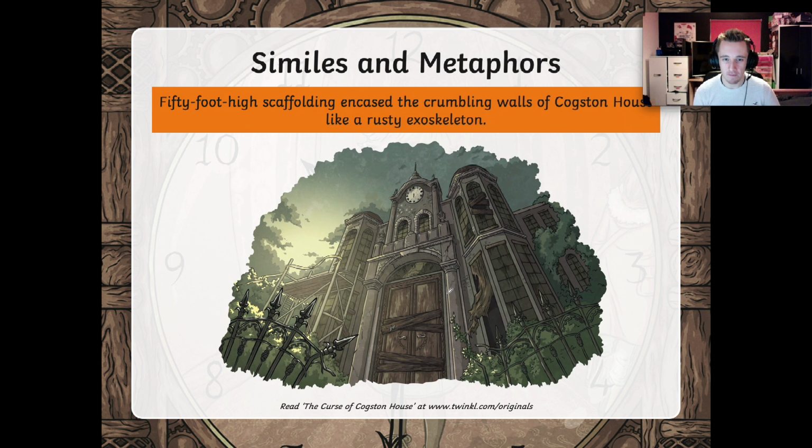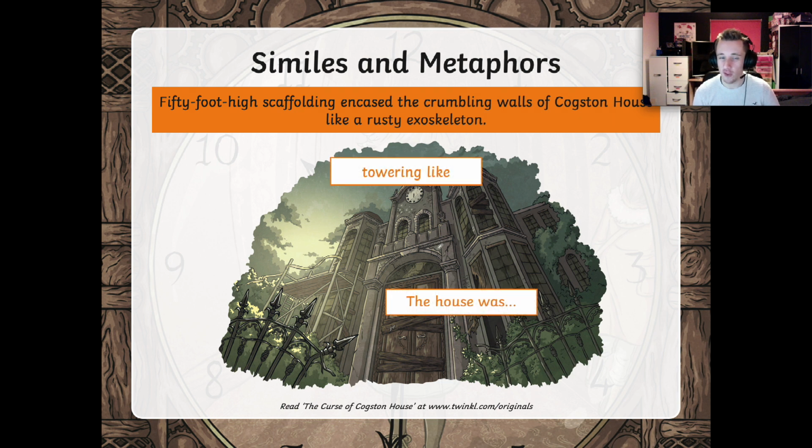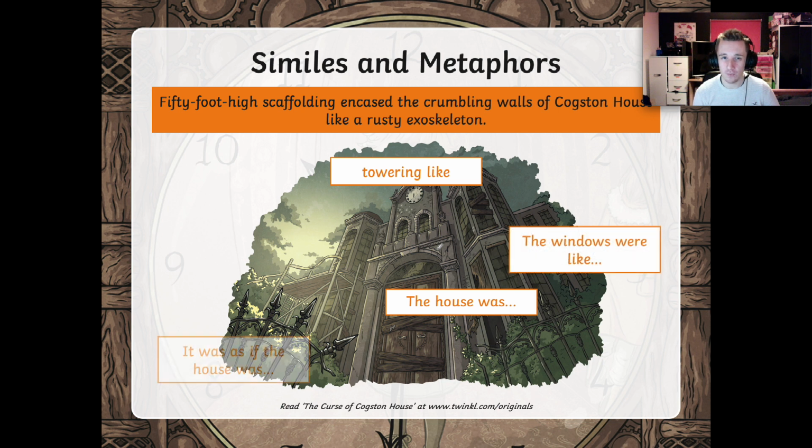Okay, let's move on. So, same thing again, but this time we're looking at the outside of the house. And we've got some more prompts to help us.